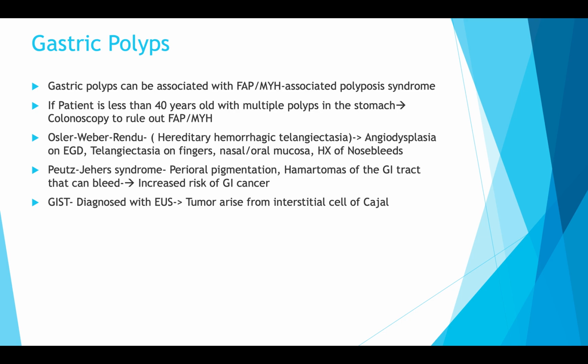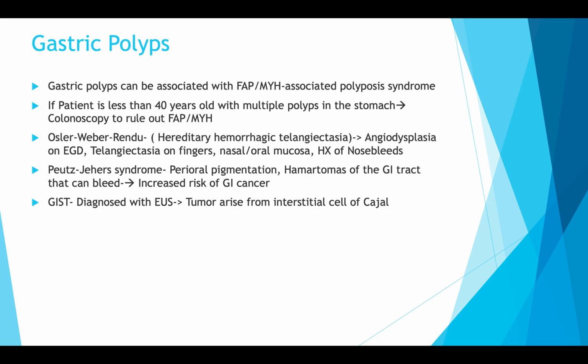Now, what about gastric polyps? Polyps can be associated with multiple syndromes, like familial adenomatous polyposis syndrome, FAP, or MYH-associated polyposis syndrome. Remember, if the patient is younger than 40 with an EGD showing multiple polyps in the stomach, you need to do a colonoscopy to rule out FAP or MYH. It's an important thing to remember.